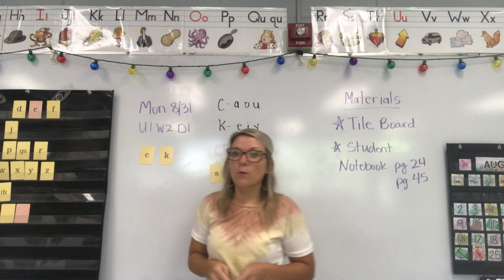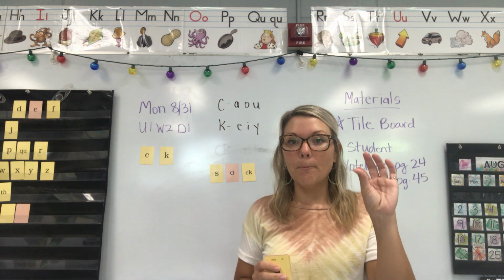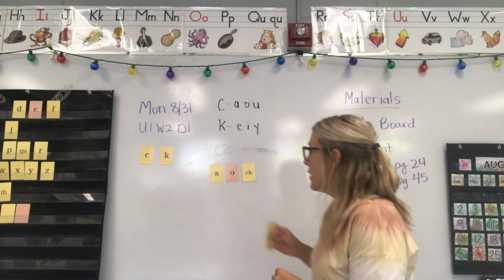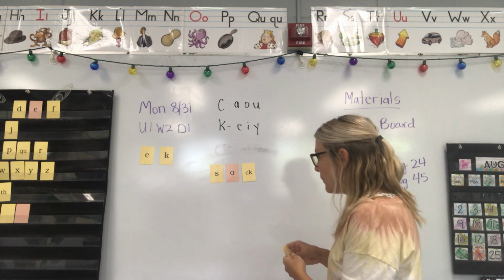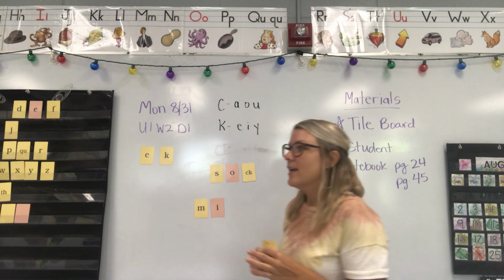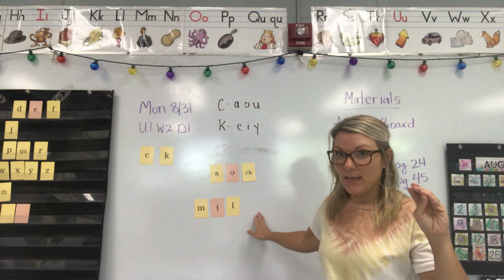Okay, but if we have a word, let's use our tiles and let's make our word milk. Okay, we're going to make with our tiles the word milk. So if I tap that, milk, make sure you get all of those sounds in there. And then we have a k sound.